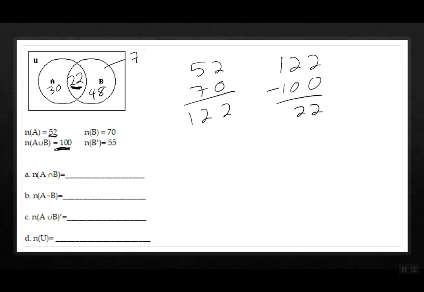So I'll write you that little note here. I did 70 minus 22. That's how I got the 48. I did 52 minus 22. That's how I got the 30.